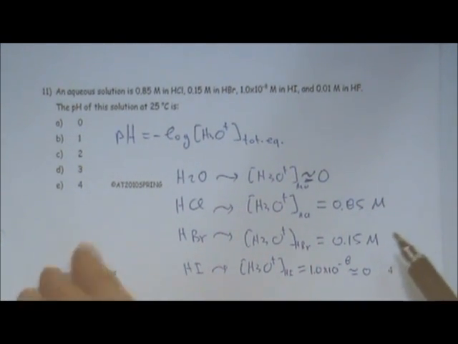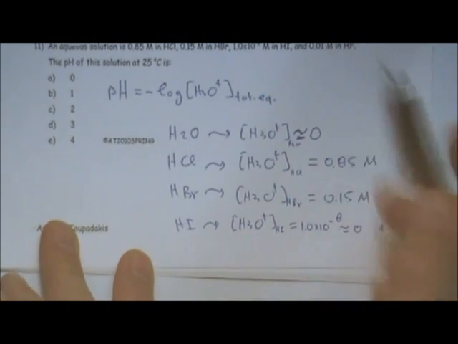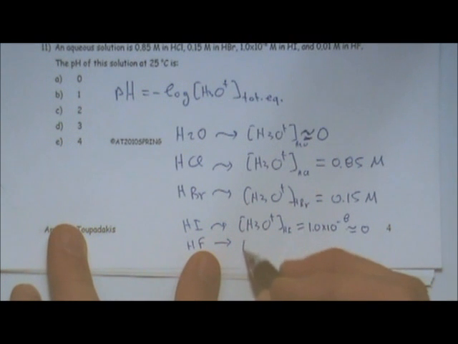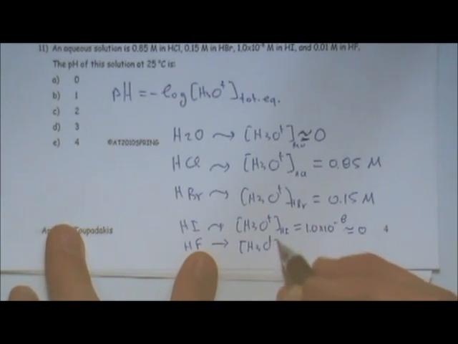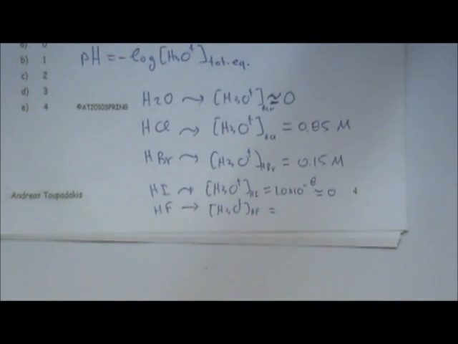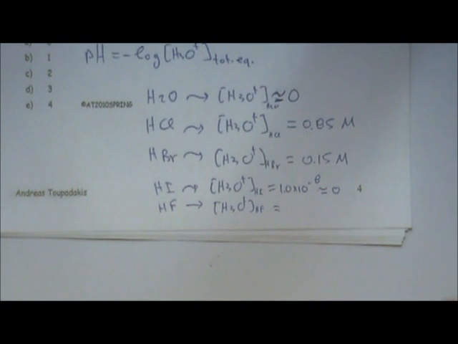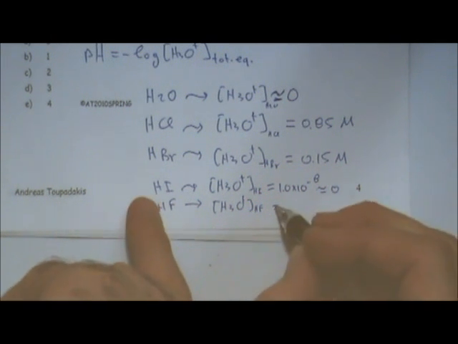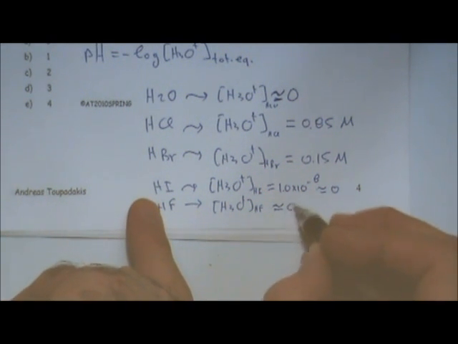Okay, and then we have what else? We have hydrofluoric acid, and the H3O plus from hydrofluoric acid is going to be practically 0, because it's a weak acid in the presence of strong acids with this kind of concentrations. It's going to be practically 0, suppressed ionization.